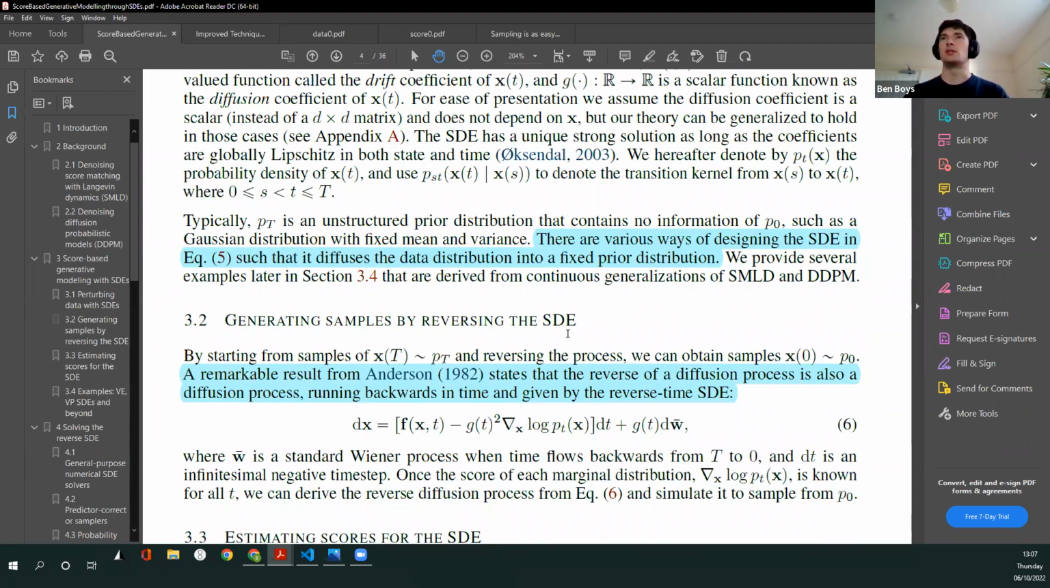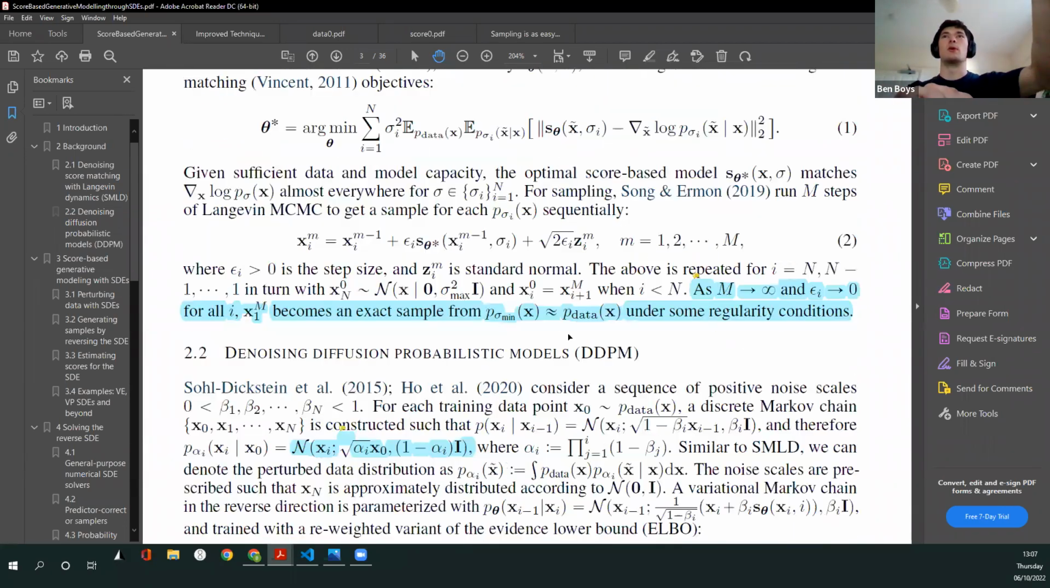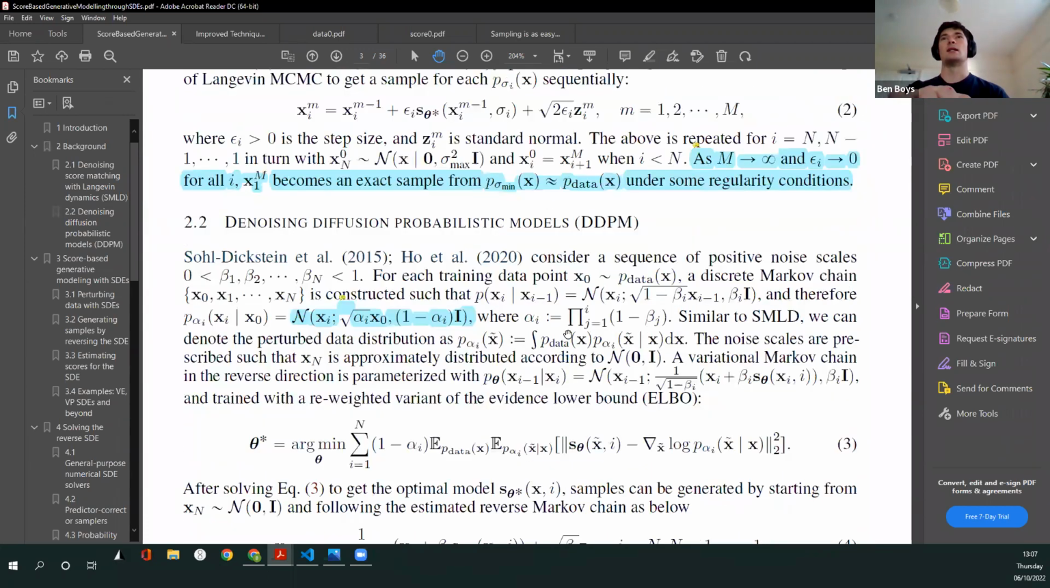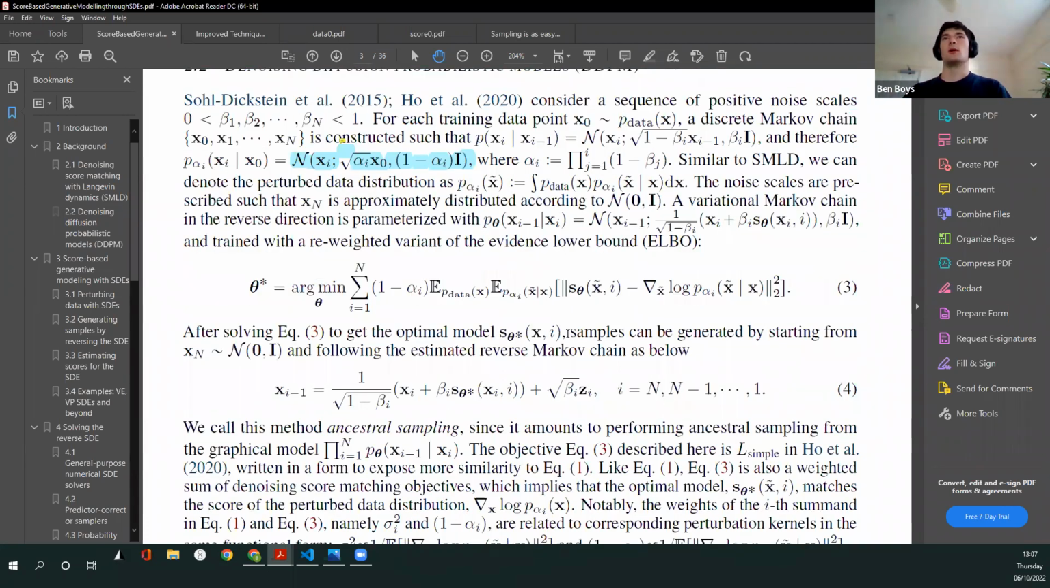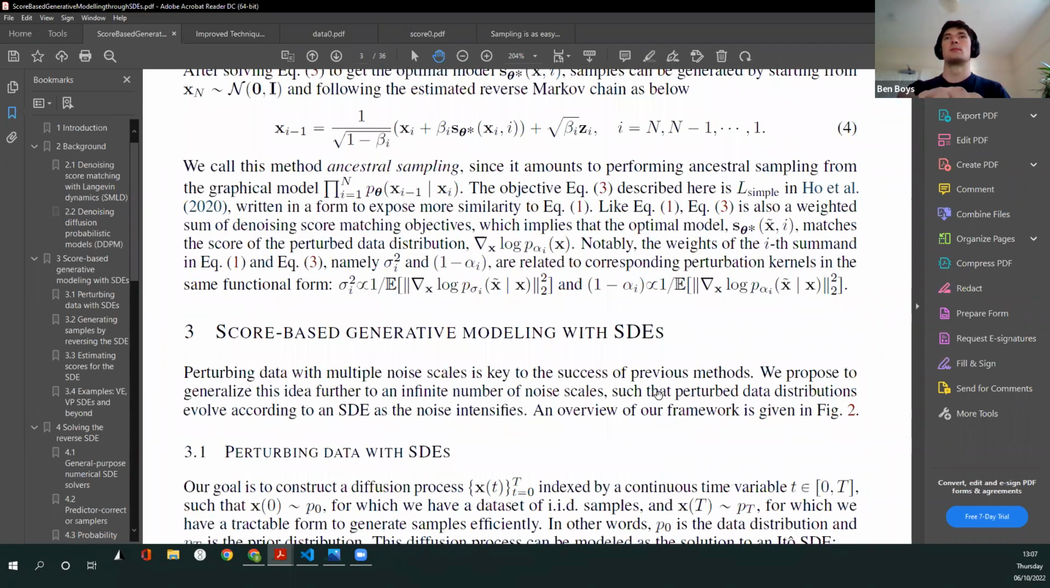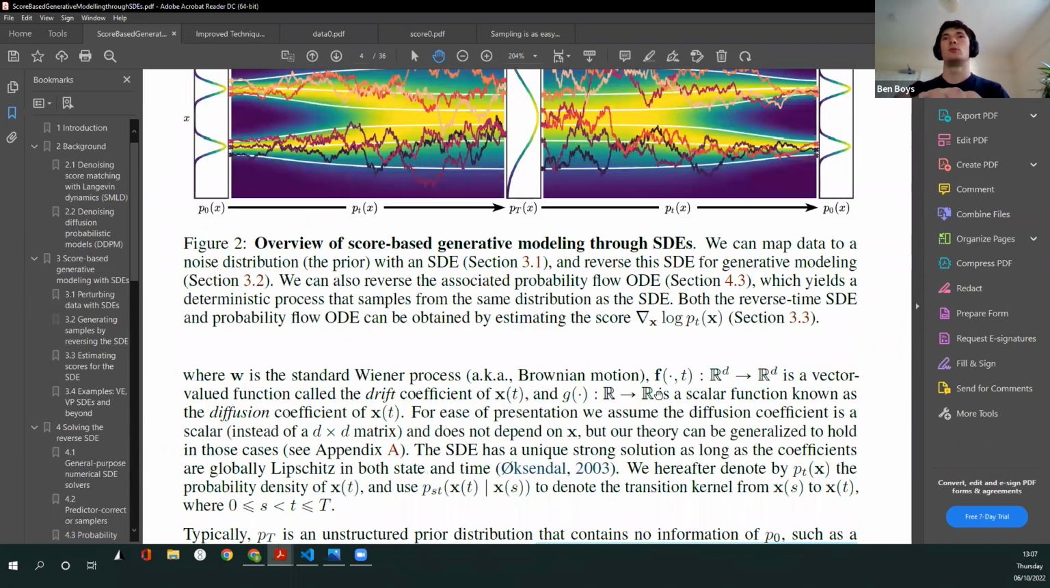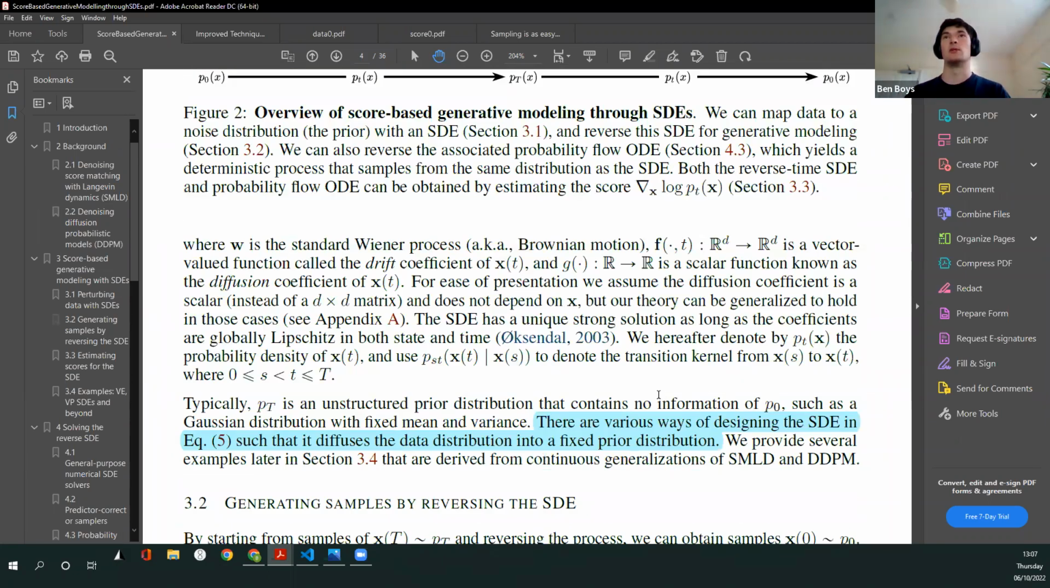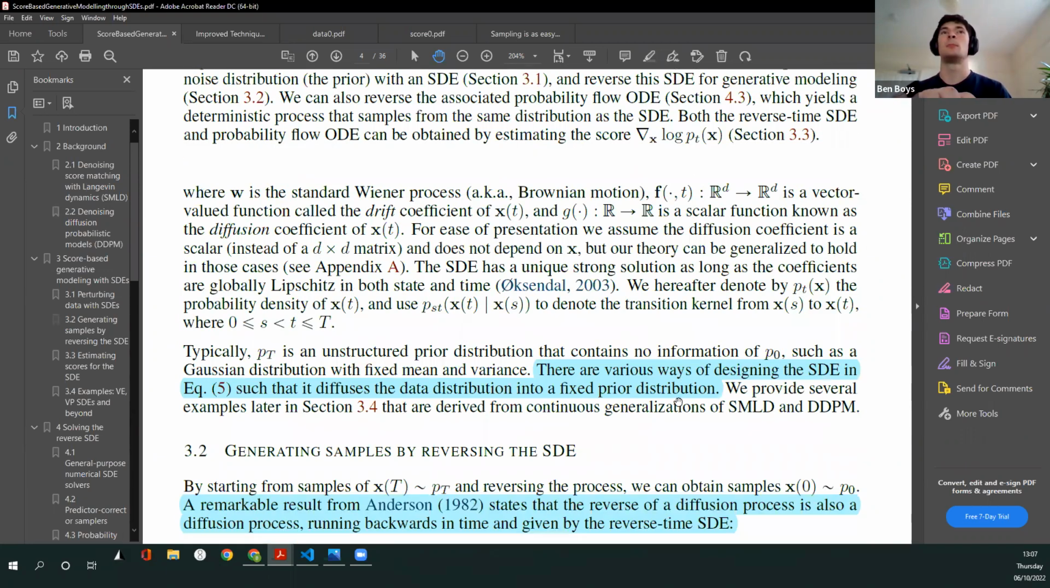So I don't think there's much else I want to say about the SDE, other than it's generalizing those two approaches here. And it's through the generalization that you end up getting state-of-the-art performance on the examples, such as conditional image generation.